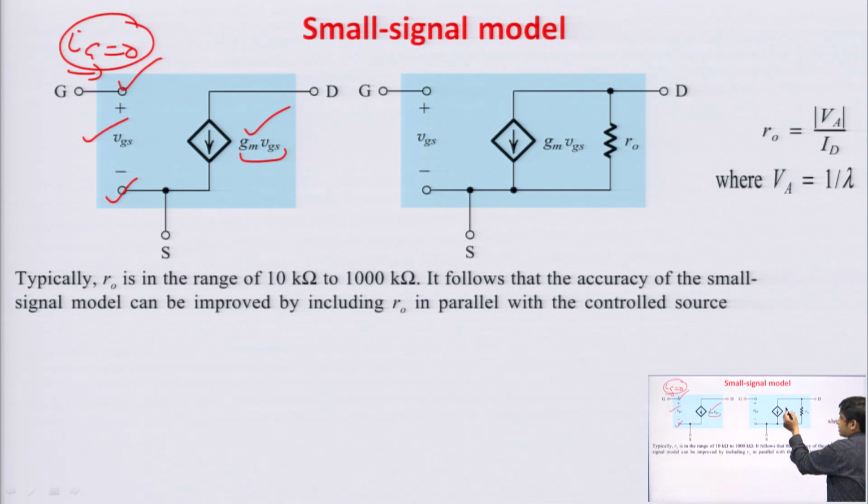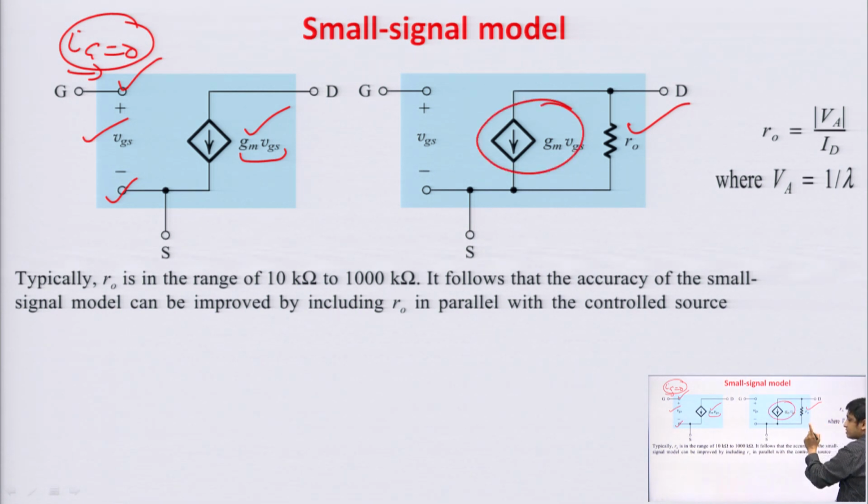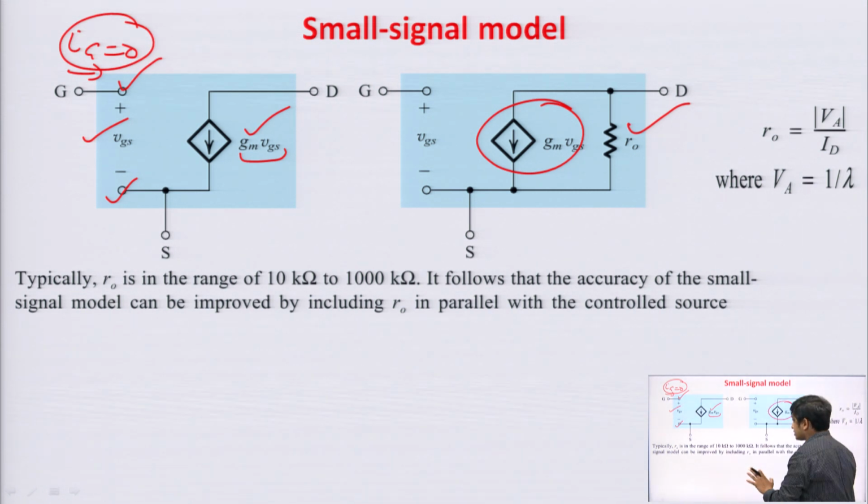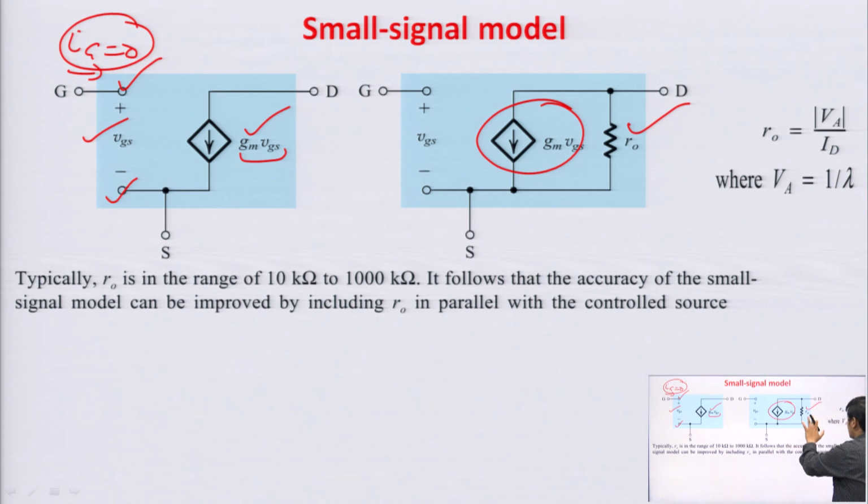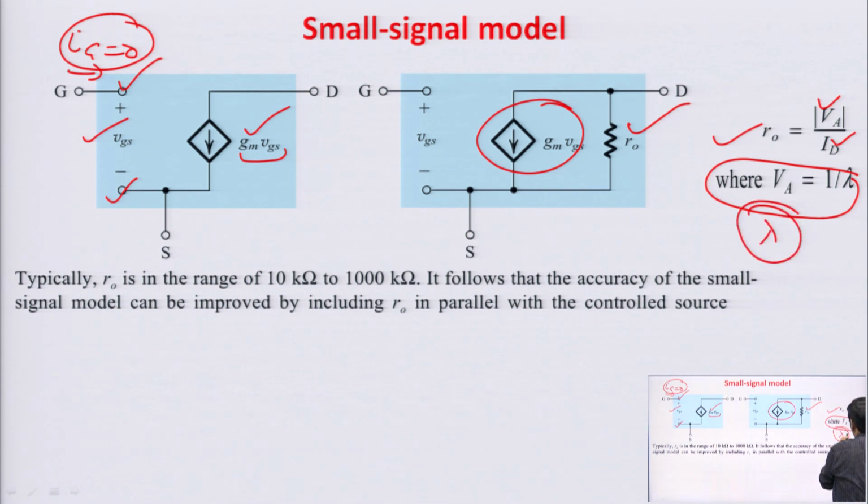This is your voltage dependent current source with r naught. r naught means we are considering the early effect. In MOSFET, this early effect is called channel length modulation. So, when we consider channel length modulation, then we consider r naught. This r naught is mod VA upon ID. VA is the early voltage, ID is the drain current, and this VA, the early voltage, is equal to 1 by lambda. And what is this lambda? Lambda is the channel length modulation parameter.